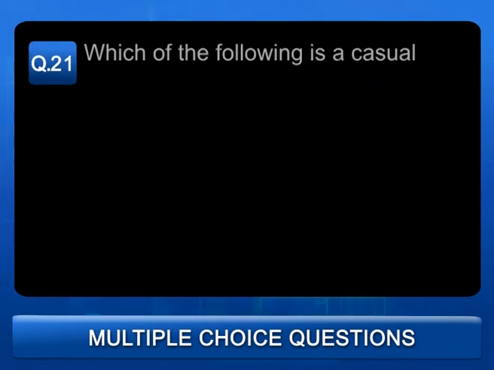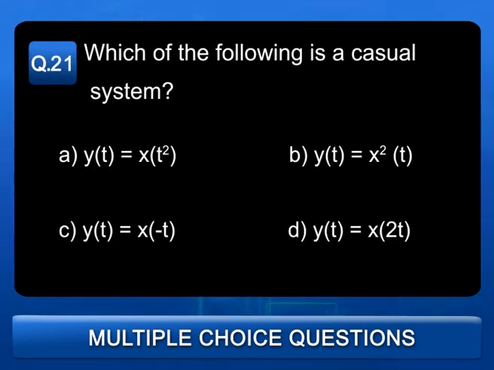Let us now look at the question number 21. Which of the following is a causal system? A. y of t is equal to x of t square. B. y of t is equal to x square of t. C. y of t is equal to x of minus t. And D. y of t is equal to x of 2t. The answer is B. Causal system is y of t is equal to x square of t.